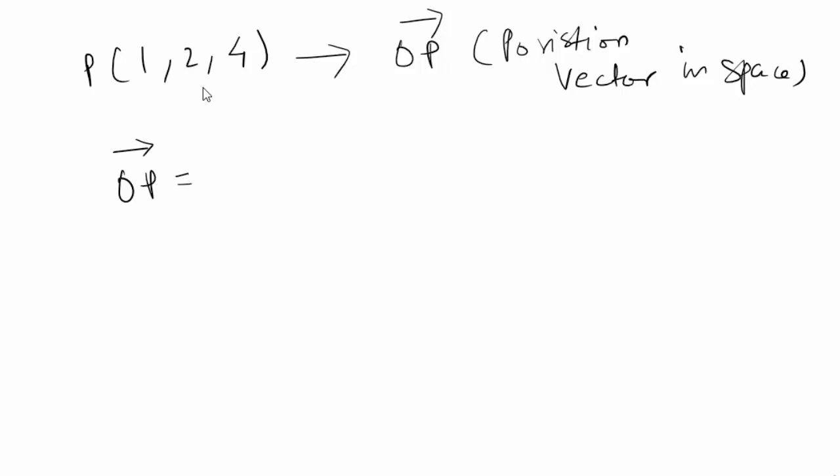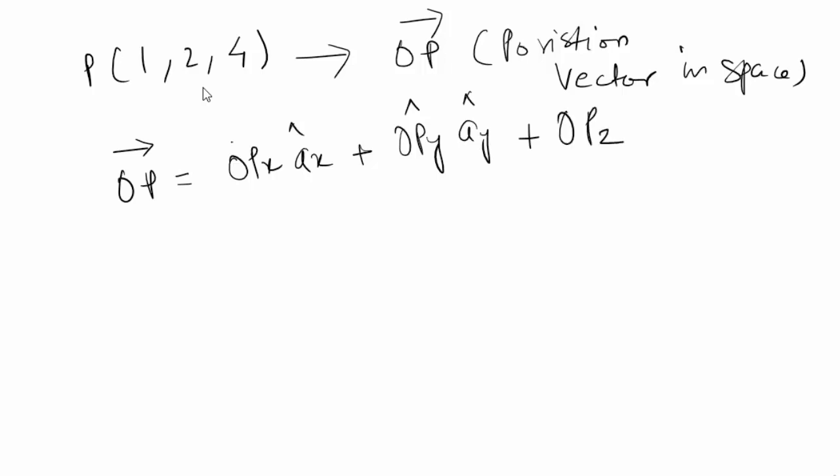The OP vector will have OPX, which is the magnitude in the direction of x, multiplied by a unit vector in the direction of x, plus OPY, which is a magnitude in the direction of y, multiplied by a unit vector in the direction of y, and there will be another term, OPZ. This is not a vector, but just a magnitude. So this is how you represent a position vector in space.